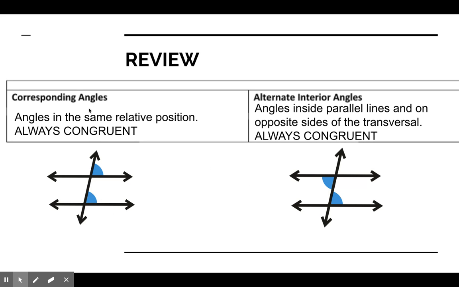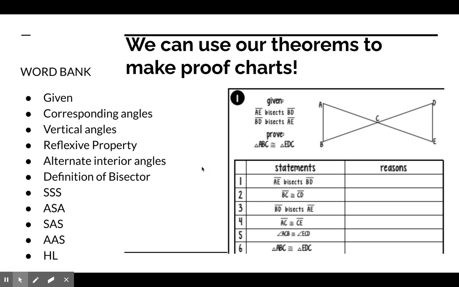Right, and also to review corresponding angles. Angles are always in the same relative position, always congruent, right? This angle is above and to the right of the line. This angle is above and to the right of the line. Alternate interior angles, angles that are inside parallel lines and on opposite sides of the transversal. And remember, those are also always congruent. So sometimes you can see triangles being involved that are a part of parallel lines as well. So it's important to refresh on these types of angles as well.